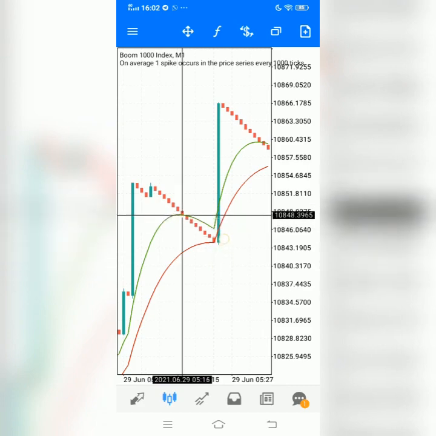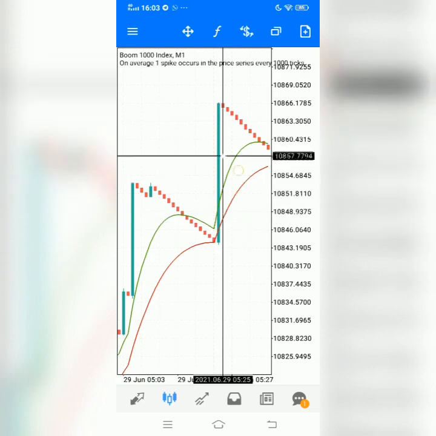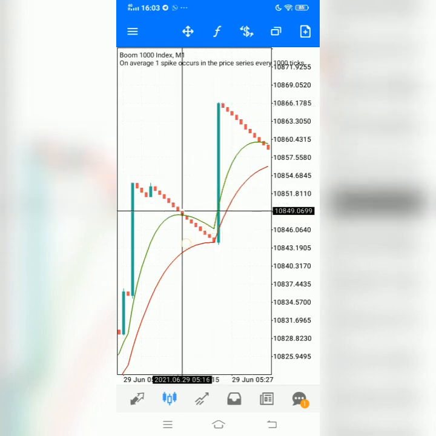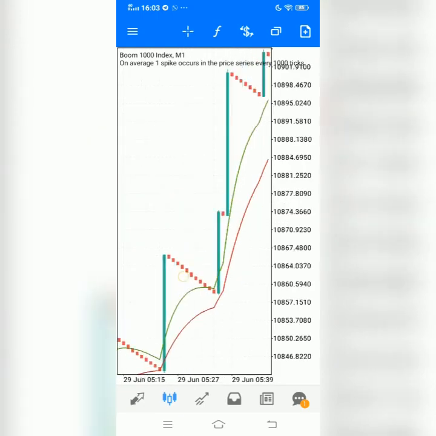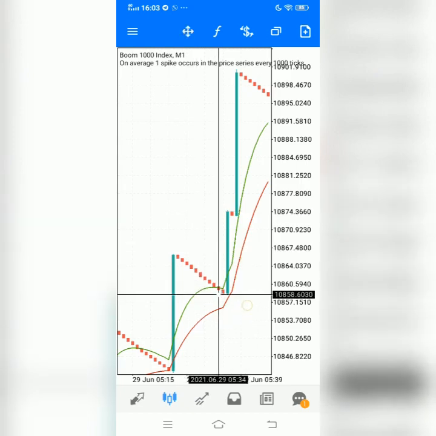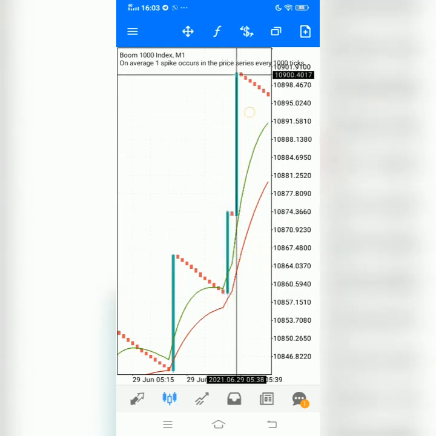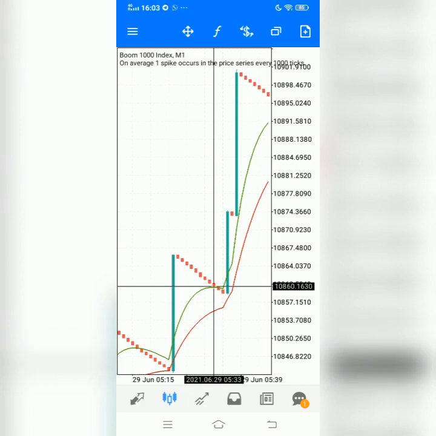The green crossed over the red candle, we would have entered. And we would have entered our second position right over here. And as we entered, we would have caught that spike, both positions in profit. Okay, and then the next one, the green crossed the red candle over here and it spiked. And it spiked again.